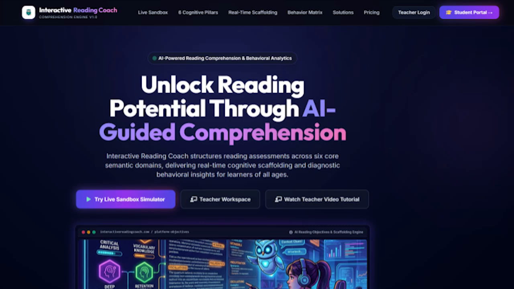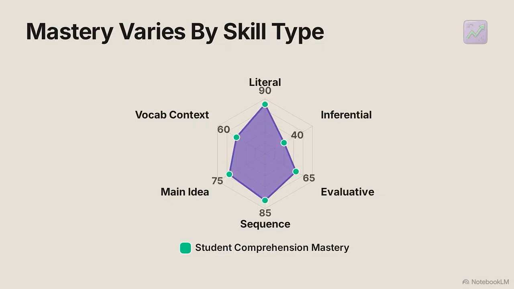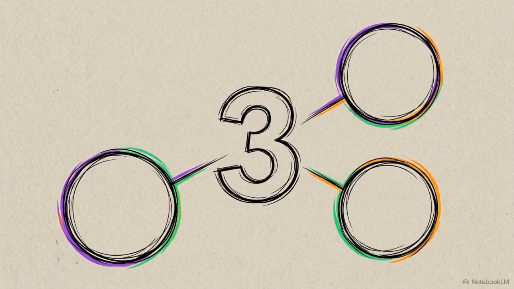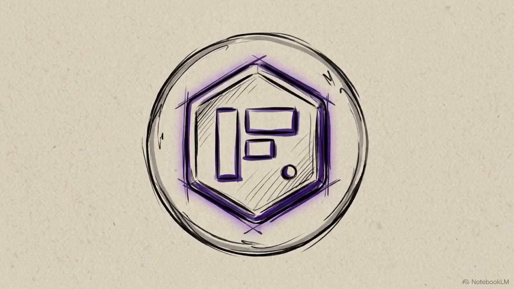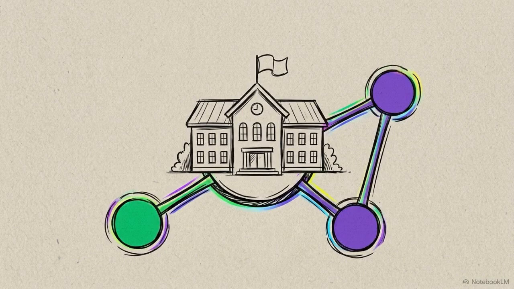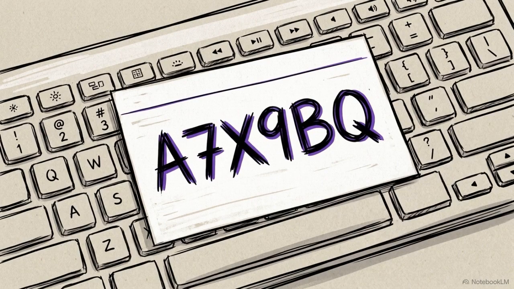This platform provides real-time feedback and data-driven insights as you read, helping you track your progress across many different types of comprehension challenges. In this video, we have 3 specific goals. We will create your student account, log you into the platform, and use a teacher's code to join your specific class. Before we start, you need one essential item, your class invite code. Your teacher should have provided this to you earlier.